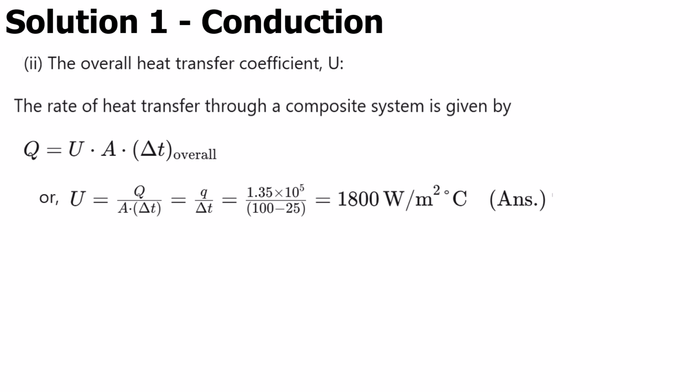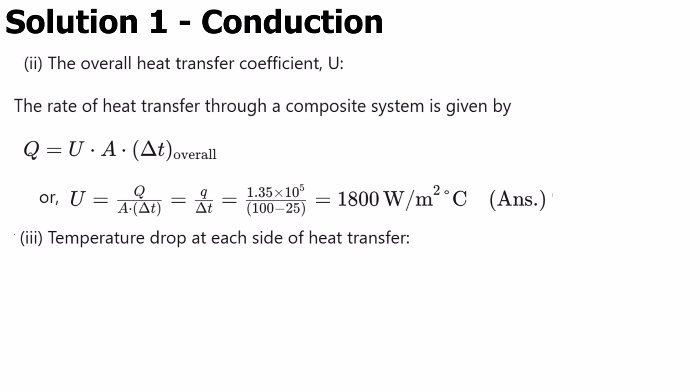Rearranging the formula, U equals Q divided by the overall temperature difference. Substituting the value of Q we just calculated, 1.35 times 10 to the power 5, and then dividing by the overall temperature difference, we find that the overall heat transfer coefficient U is equal to 1800 watts per square meter degree Celsius. This is our second answer.